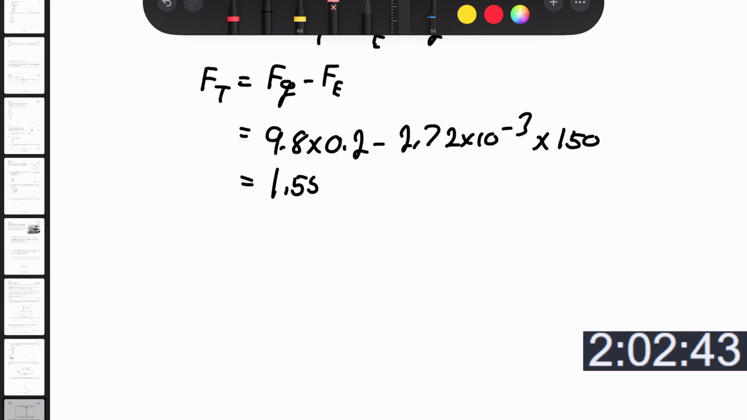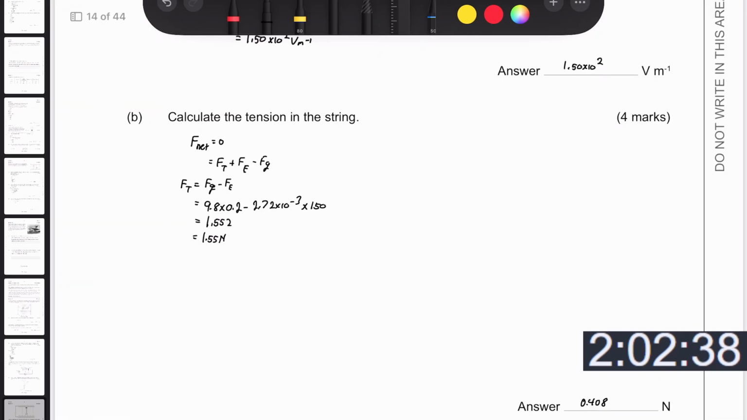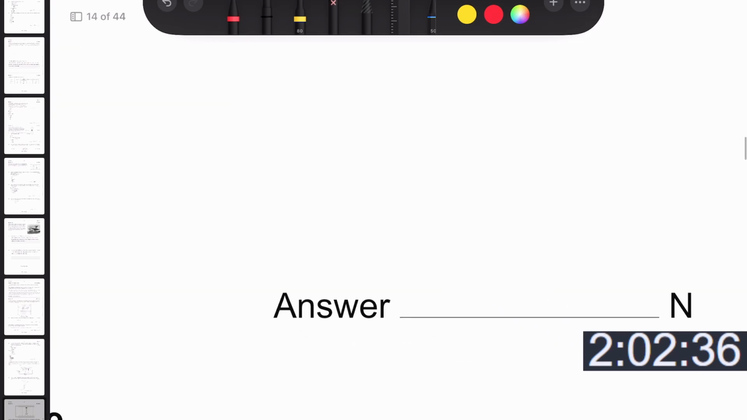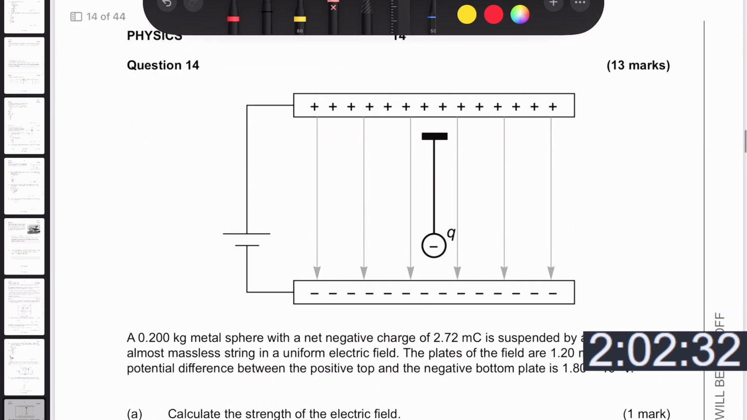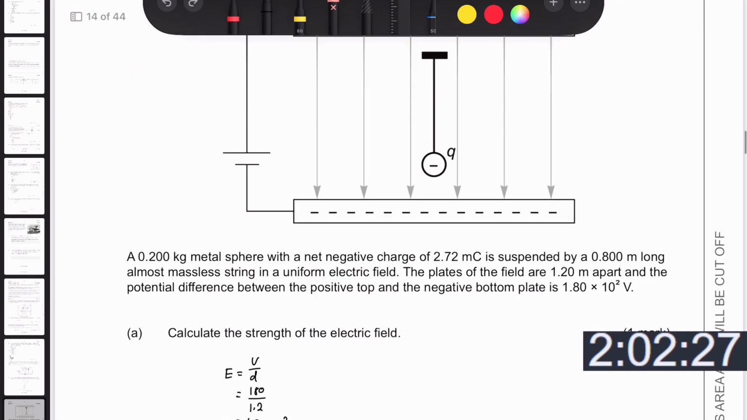1.522. So it's just 1.55 newtons. Nice. Yeah, because it wants to be going down, and then the electric force is pulling it up, and the tension is also pulling it up.